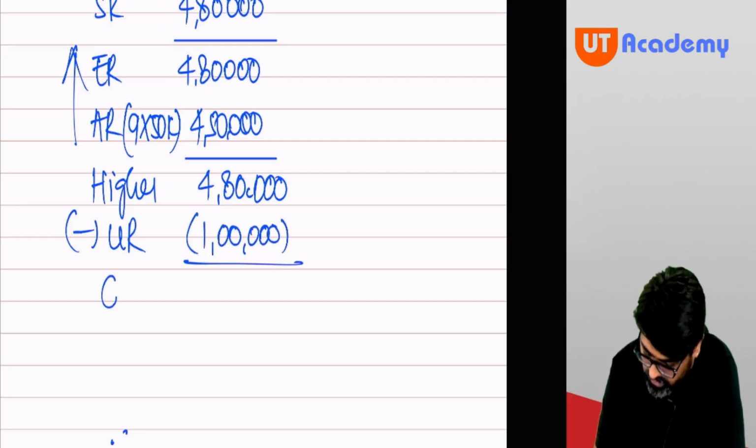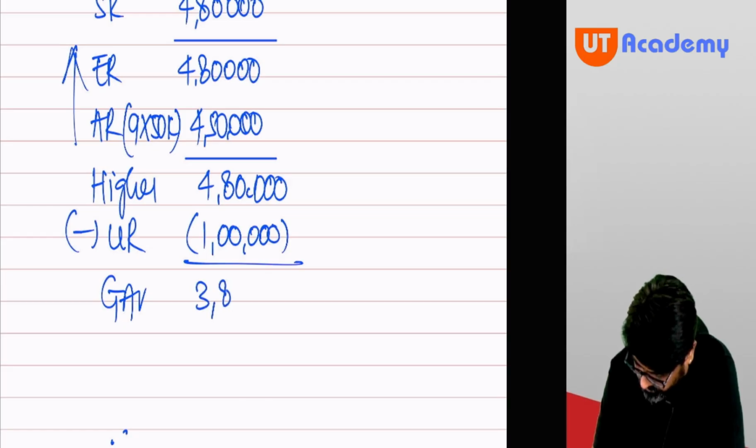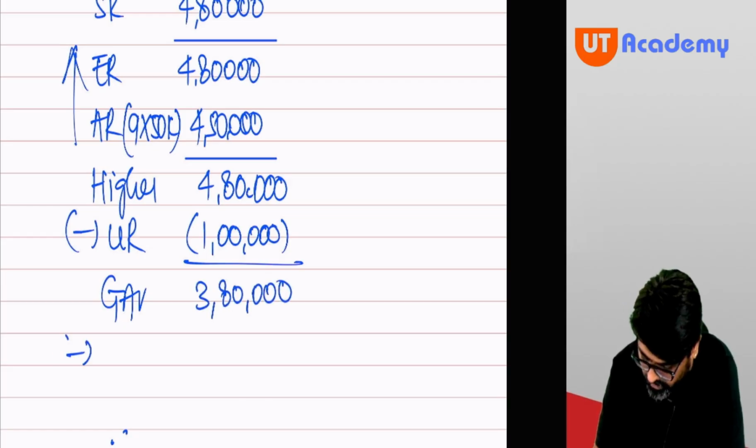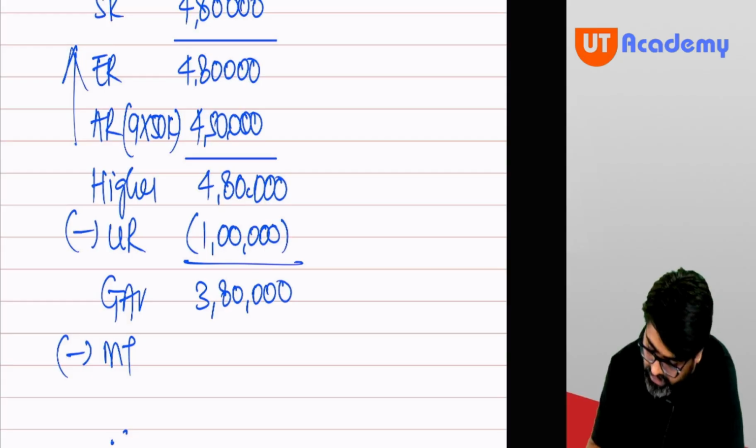Minus, you are going to get GAV. How much? Out of this GAV, will you reduce the municipal tax? Was there any municipal tax? How much?